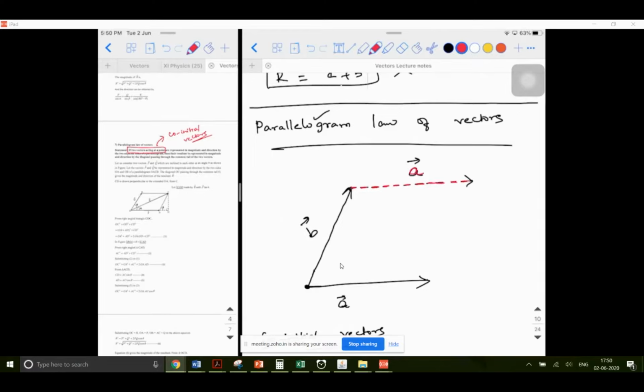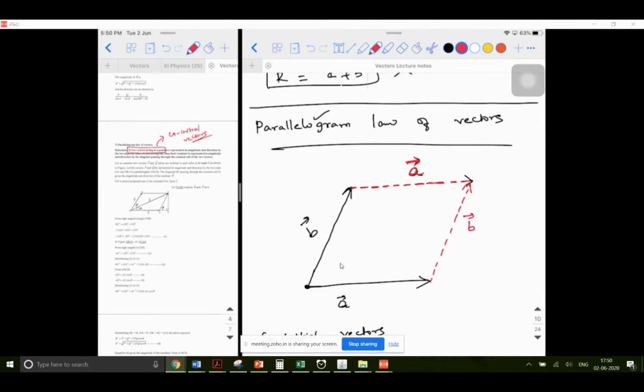Right, this is going to be A vector, with a bar on top of it. Now similarly, I am going to consider another vector parallel to B vector, that is, in the direction of B vector and of the same magnitude. Then this value will be B vector.